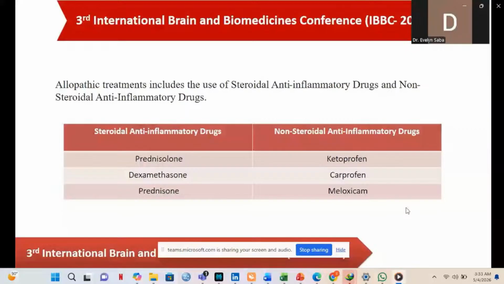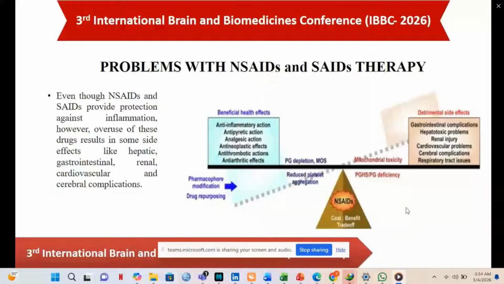Now, given that there are different sets of treatments which are actually available for the treatment of inflammation, that is the SAIDs and NSAIDs, even though they have lots of good effects, that is why they are being used, that is anti-inflammatory and analgesic and anti-arthritic and so on. However, dependence on these drugs, which happens most of the time, may lead to a lot of side effects like hepatic and GIT dysfunctions, cardiovascular, and even cerebral complications.